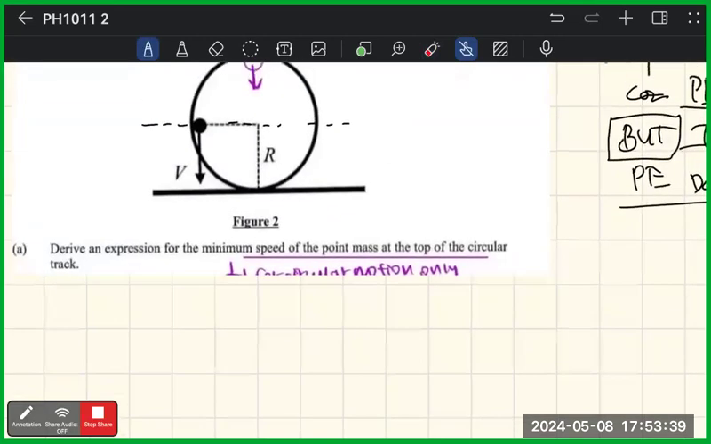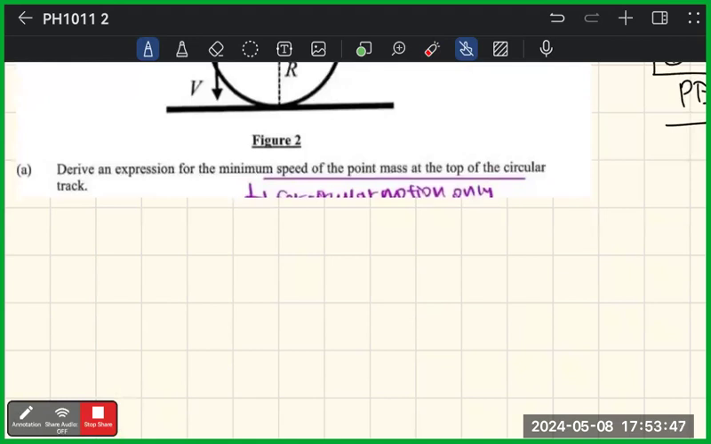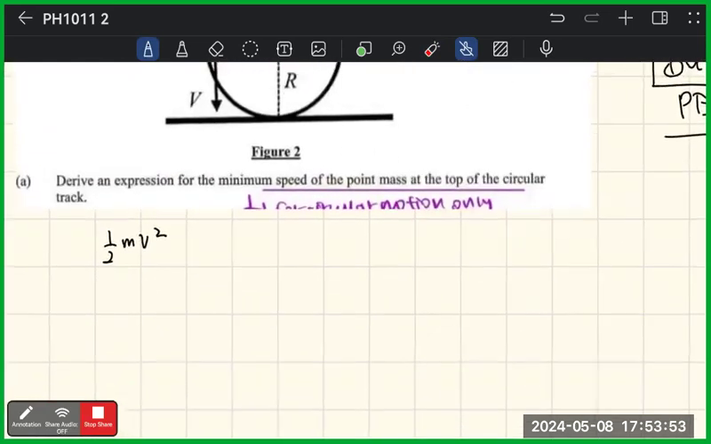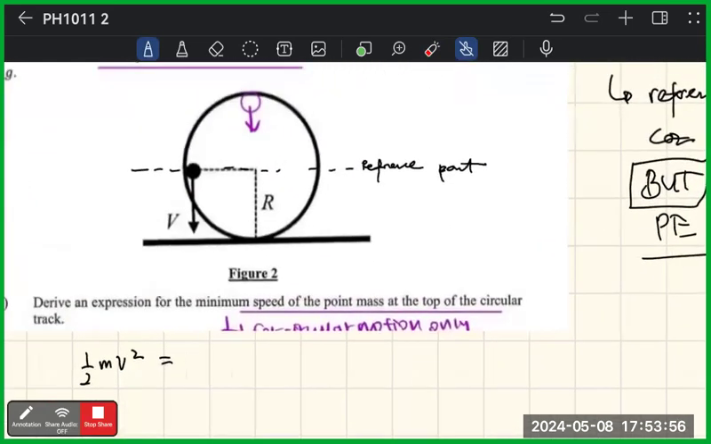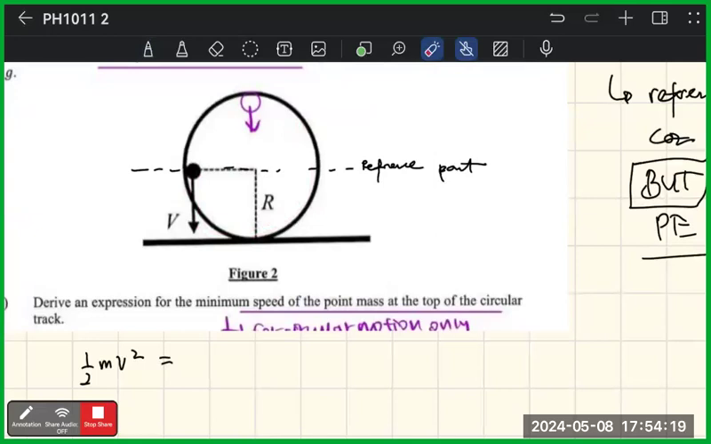Yeah, whatever. So because this is the reference point, initially there will only be half of mv squared. Why? Because there will be no potential energy with this reference. At the top you don't need to have any speed, right? You don't have to have any velocity on top, as long as you reach it. If at this point it has no velocity, it will just fall down, right? You just want it to reach the top. You don't need it to have a velocity to complete the motion.